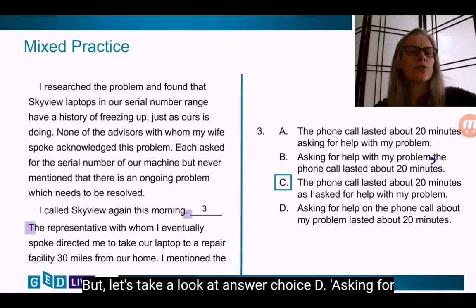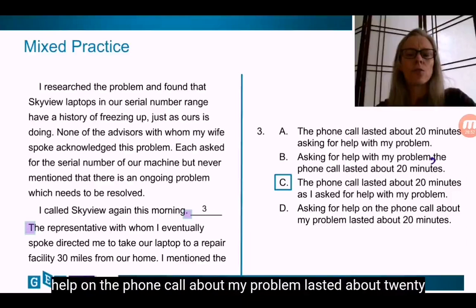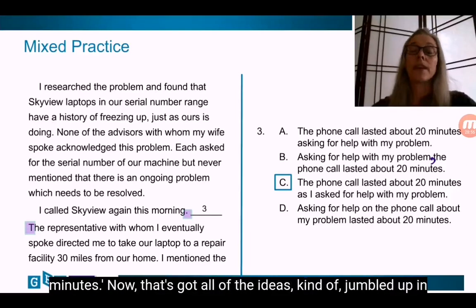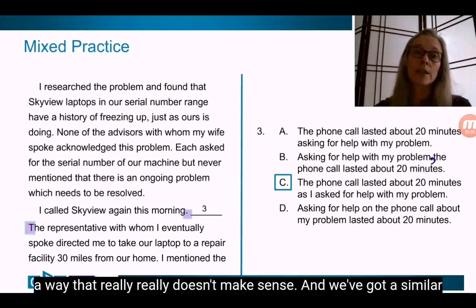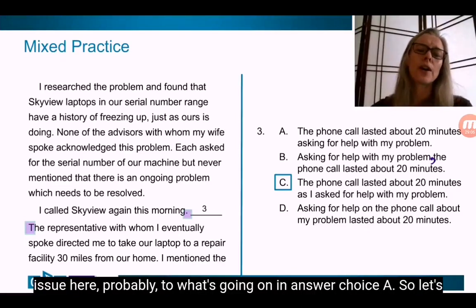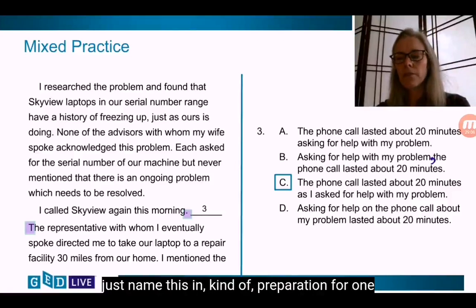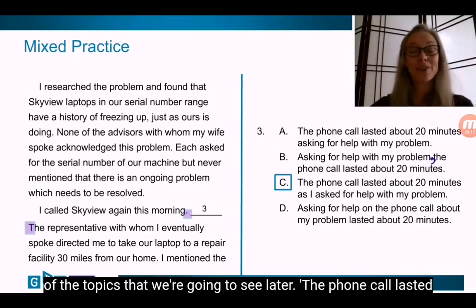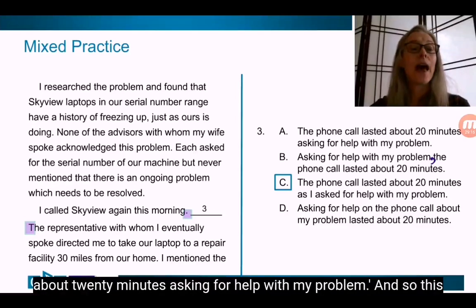But let's take a look at answer choice D. Asking for help on the phone call about my problem lasted about 20 minutes. Now that's got all of the ideas kind of jumbled up in a way that really doesn't make sense. Right? And we've got a similar issue here probably to what's going on in answer choice A. So let's just name this in preparation for one of the topics that we're going to see later. The phone call lasted about 20 minutes asking for help with my problem.